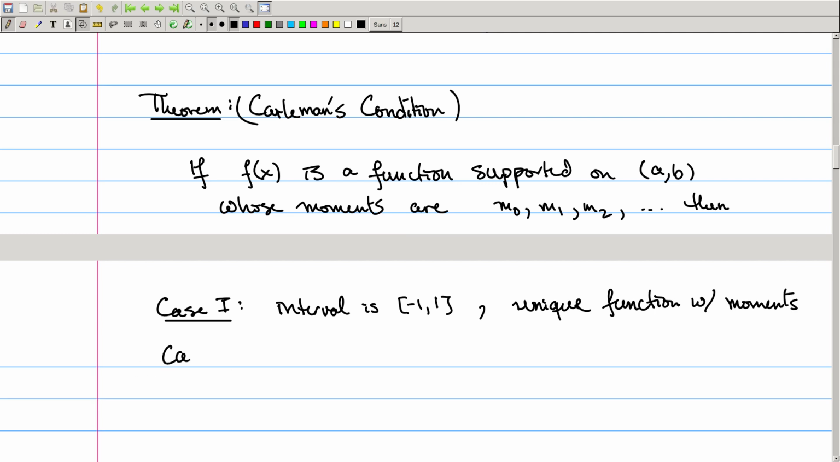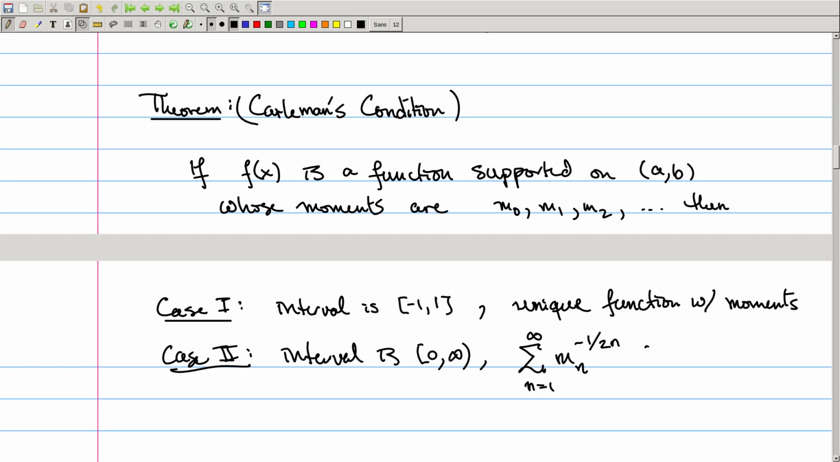Case 2, in this case, we're going to take the interval to be going from 0 to infinity. And in this case, what we require is that the sum from n equals 1 to infinity of those moments to the power of -1 over 2n, if this sum diverges, then the function is unique.